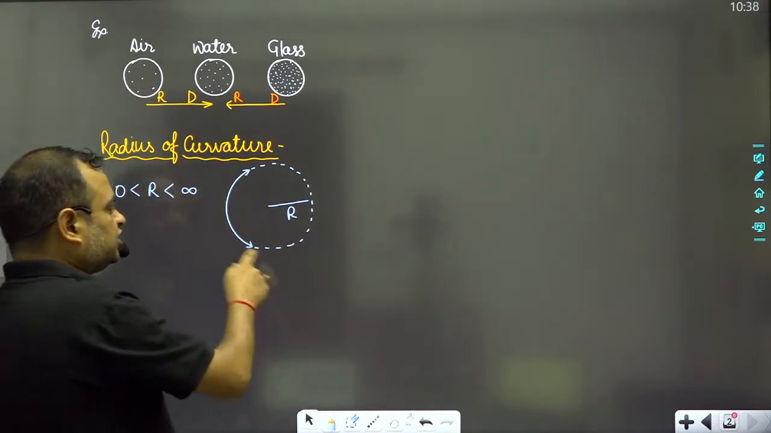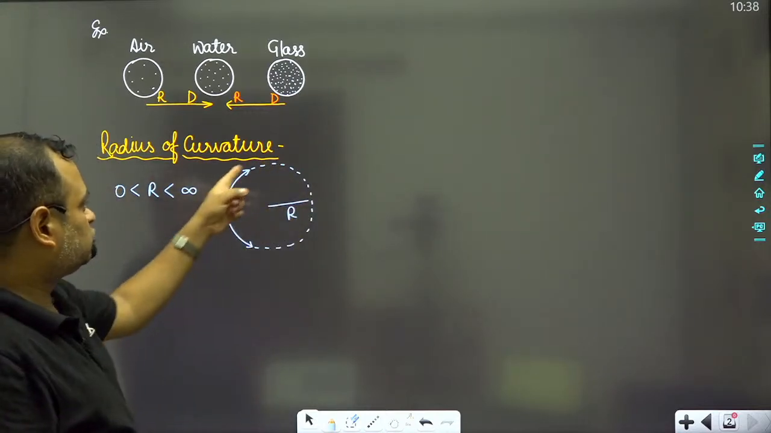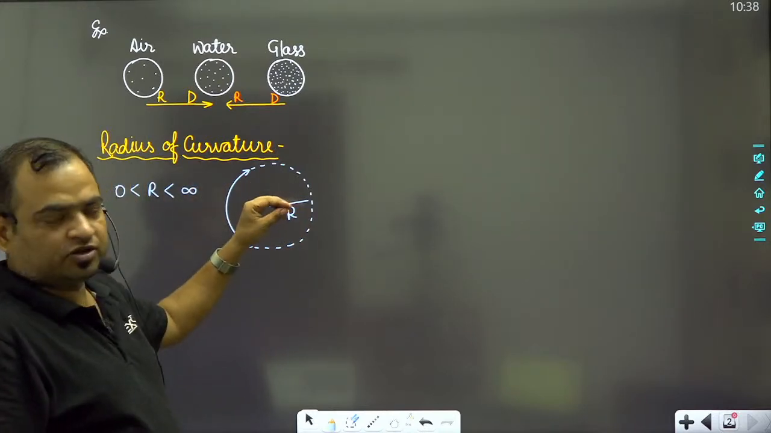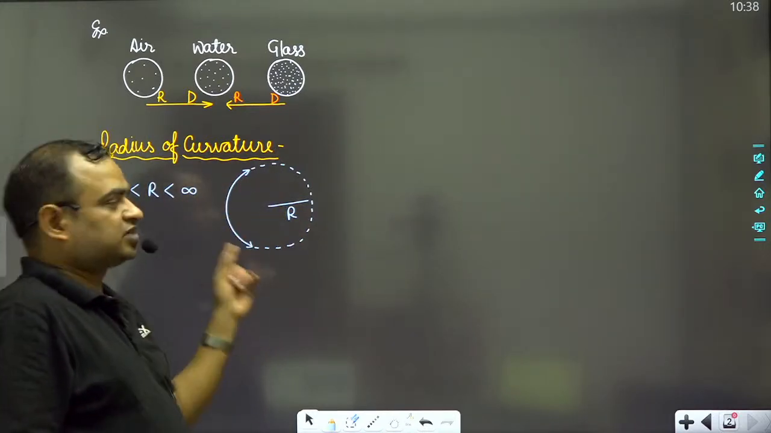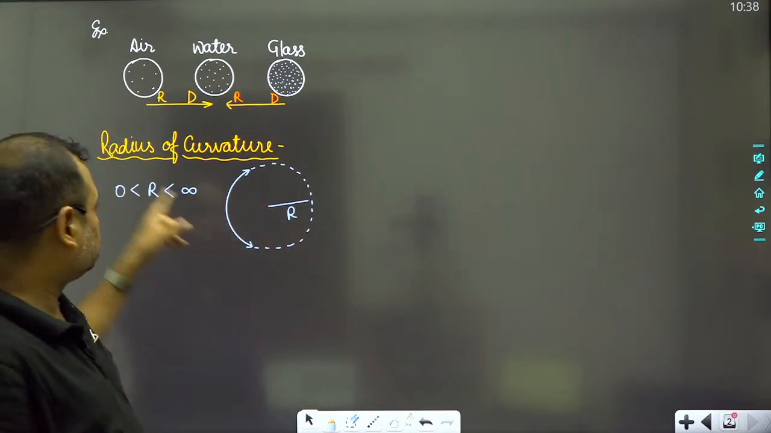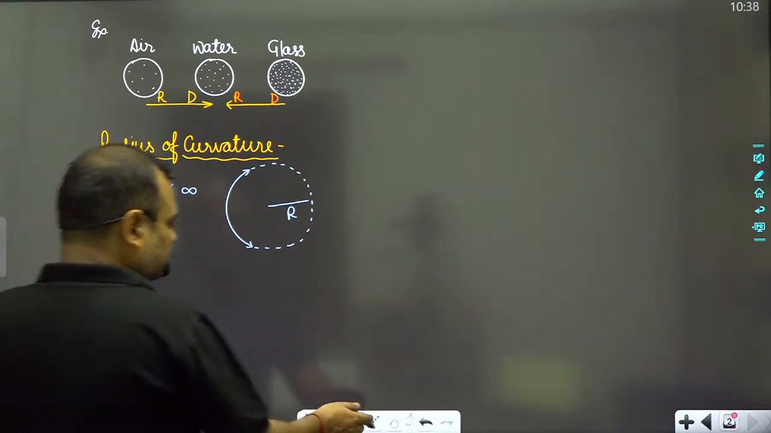Actually, just extend both ends of this curve, and you will see that these two extensions meet at a point. When they meet, they will form a circle, and the radius of that circle will be known as the radius of curvature. Okay, radius of curvature.